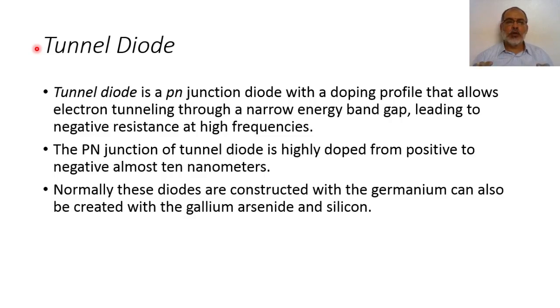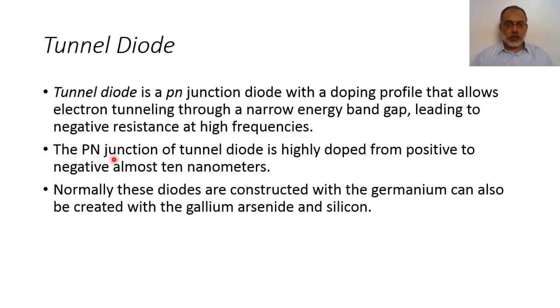And the tunnel diode is usually used in forward bias. Effectively, the main tunneling effect is mainly introduced at the nonlinear region at very small forward biasing voltage. So we say that the tunnel diode is a PN junction diode with a doping profile that allows electrons to tunnel through a narrow band gap, and this tunneling effect is leading to a negative resistance at high frequency. And we will see how this tunneling mechanism is obtained.